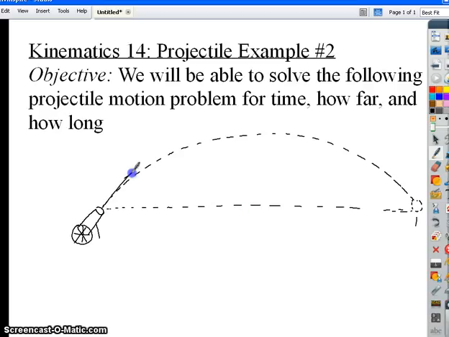We're going to say this fires off at 25 meters per second, and we're going to say it fires at an angle of 35 degrees. So how long was it in the air? How high did it go up? And how far did it go?